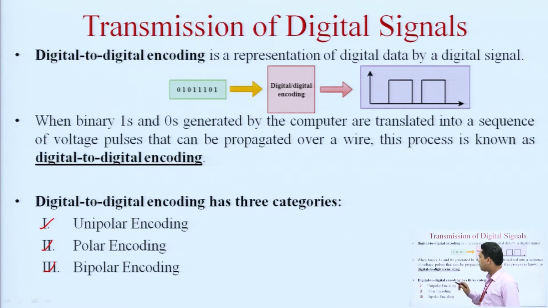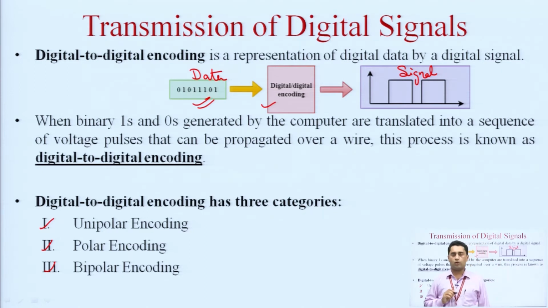Okay. So, here it is clearly mentioned, when we have some data like this, this is my data stream which I want to send to my friend. This is my encoding method which converts this digital data to the digital signal. This is a very important concept to understand, and in the university exam you will find at least one numeric question as well as one conceptual question from this topic.